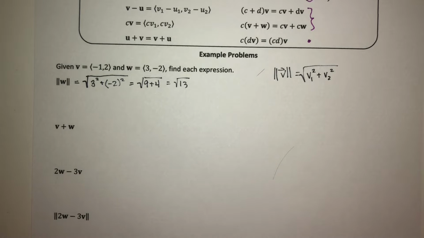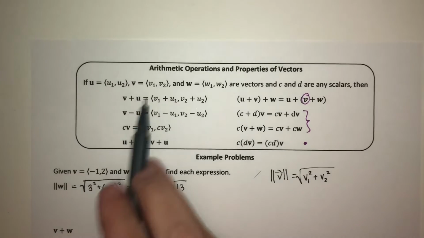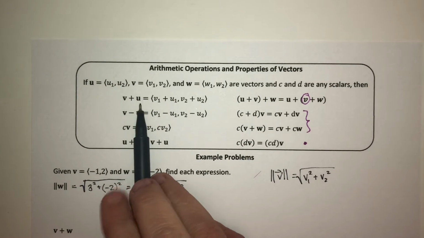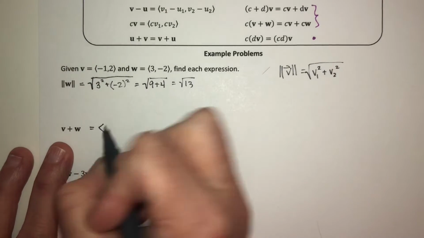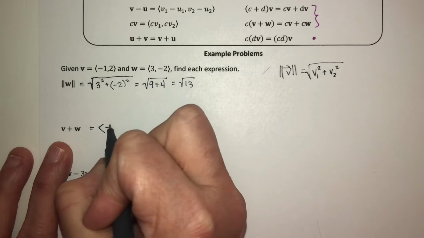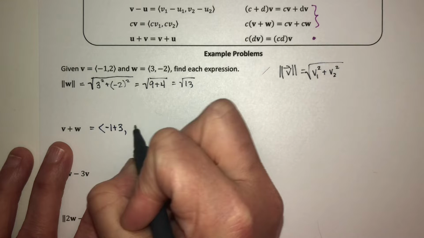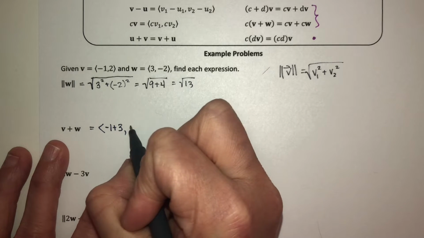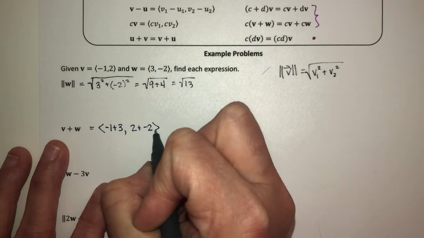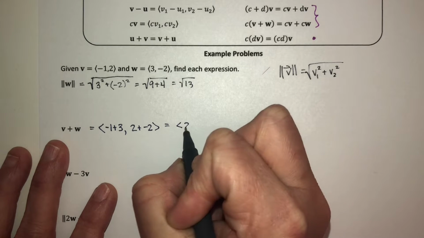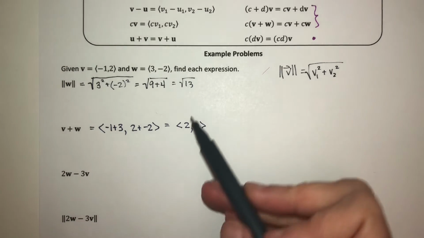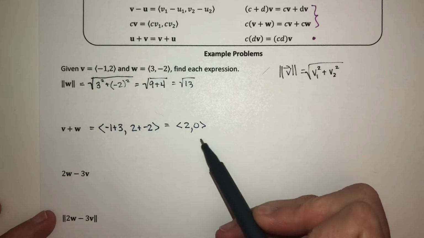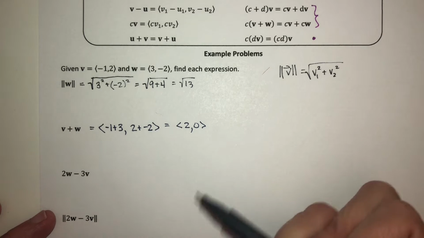Now, if we want to add v plus w, well, our property up here says that if you're adding two vectors, you add their component parts. So the vector v plus w will equal -1 plus 3, and then 2 plus -2. So this is the position vector 2, 0. Again, make sure that you are not using parentheses here, because if you use parentheses, then you're talking about a point, not a vector.